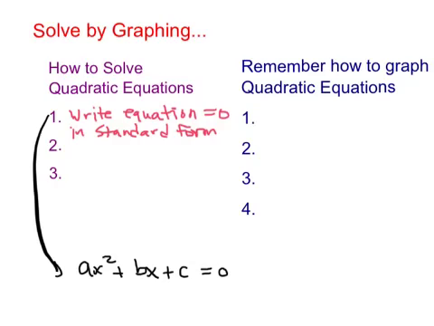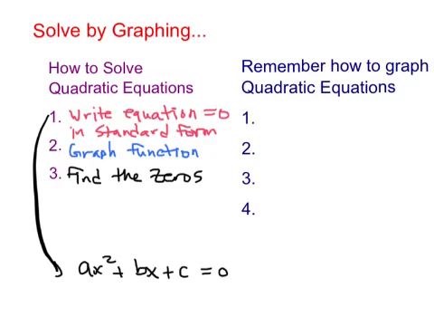The next thing that we're going to do is graph the function, like we know how. And then we're going to find the zeros. So in order to solve this quadratic equation, we need to write the equation equal to 0, make sure that it's in standard form, which is the form ax squared plus bx plus c, shown at the bottom here. Then we're going to graph the function on a coordinate plane, and then we're going to find the zeros.